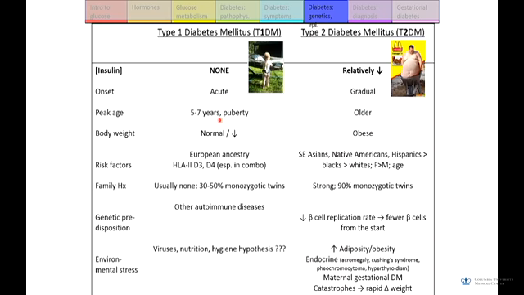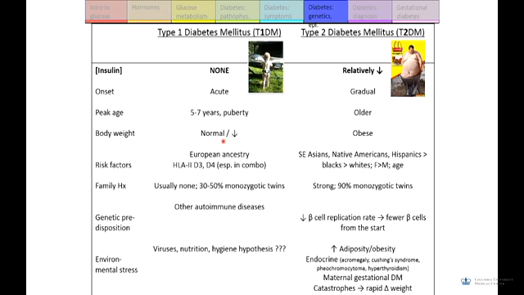Type 1 diabetes you normally see onset in younger children. You can also see it in adults, but if a younger child presents with diabetes, it's probably type 1. Type 2 diabetes normally develops in older people, adults.